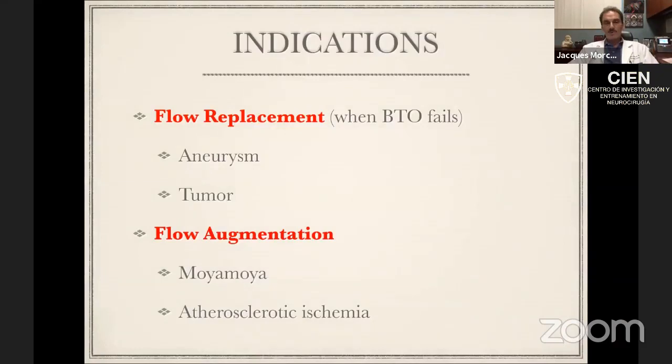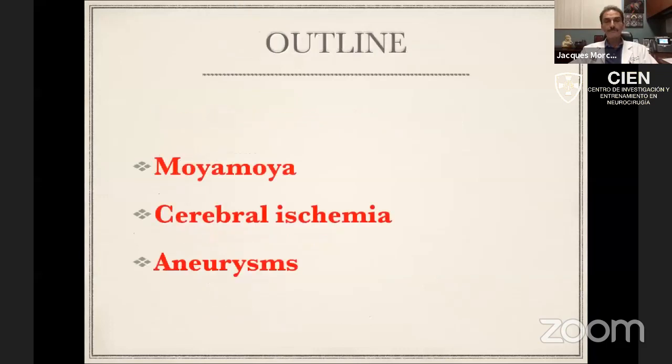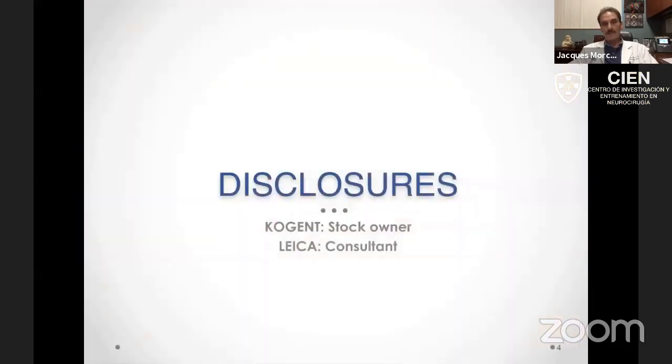So bypass surgery comes in two varieties, and I can see from the program that you have already heard Fadi Charbel yesterday, and the concept of flow replacement for aneurysms and tumors and flow augmentation for Moyamoya and atherosclerotic ischemia. So the outline of my talk will be this: Moyamoya, then cerebral ischemia, and then aneurysms. Disclosures are irrelevant to this talk.